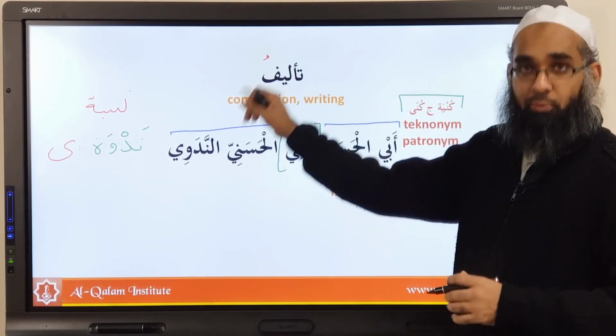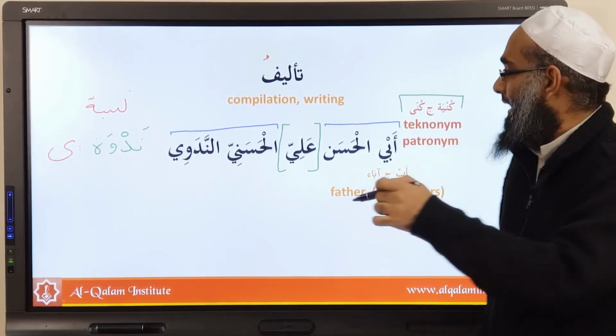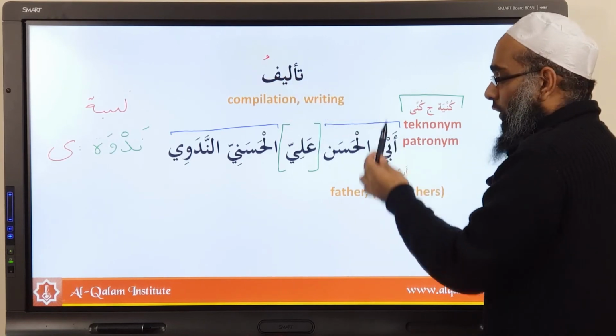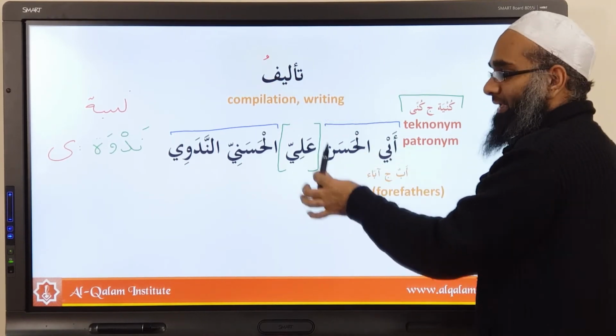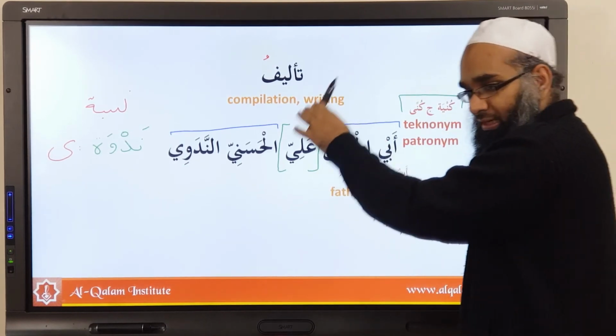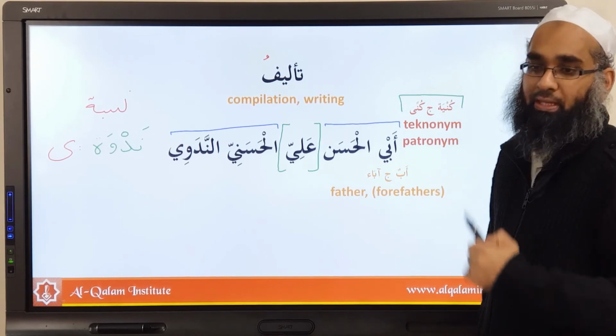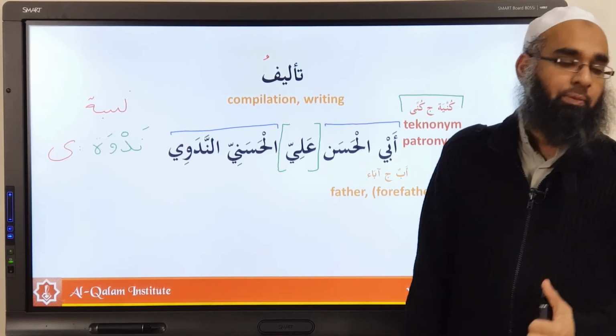Qisas an-Nabiyyeen, stories of the Prophets for children, etc. And this book is a compilation of Abul Hassan, Ali, Al-Hassani, and Nadawi. Abul Hassan is a kunya. His real name is Ali, and you have two attributes to understand more detail about him: Al-Hasani and an-Nadawi.